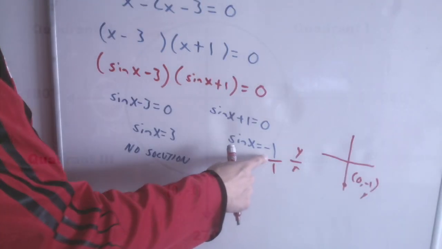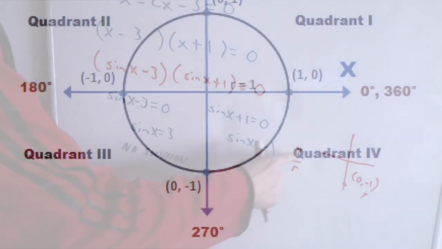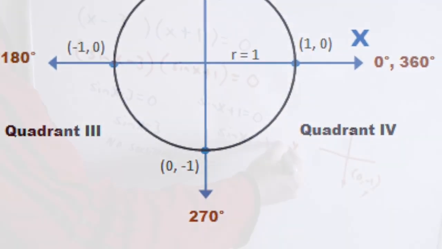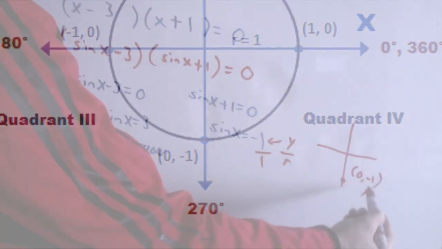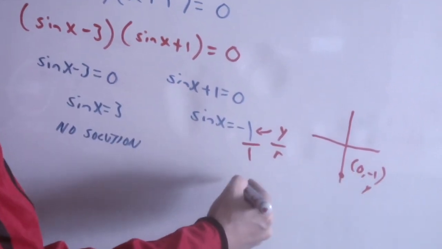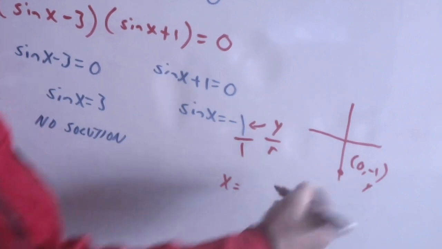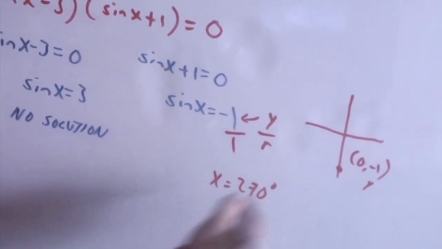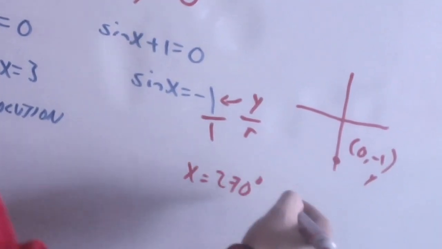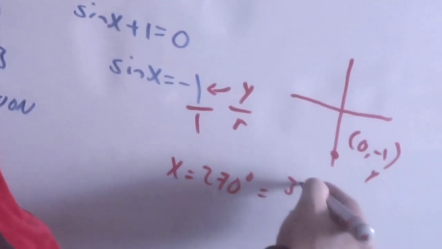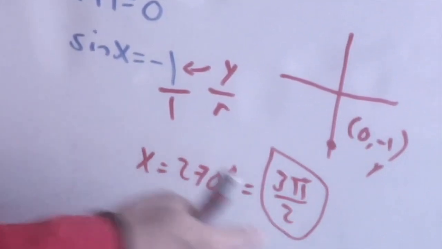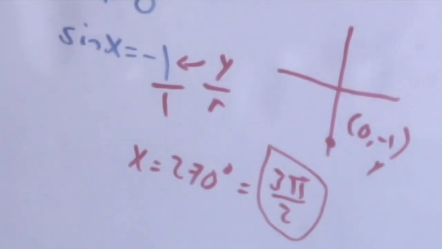Now for this part, I have sine equals -1. Sine is y over r. So I have to look where the y is -1. So here the y is -1. So my answer is that's the 270 degrees. So if I convert that in radians, is 3 pi over 2. So 3 pi over 2 is the only solution for this equation.